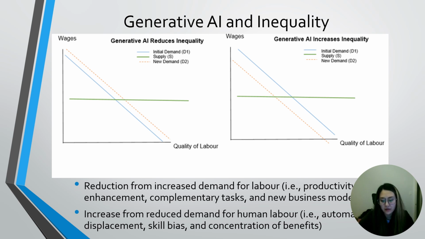The decreased demand for labor, represented by an inward shift in the labor demand curve, could be driven by several factors. The first one is automation and job displacement, where generative AI may automate certain tasks and jobs previously performed by human workers, reducing the demand for their labor. The second is skill bias, where if generative AI primarily complements high-skilled workers while substituting for low-skilled labor, it could lead to a decrease in labor demand for certain segments of the workforce.